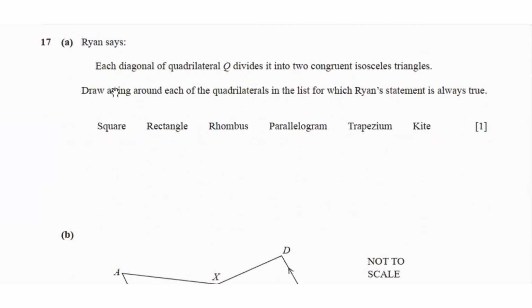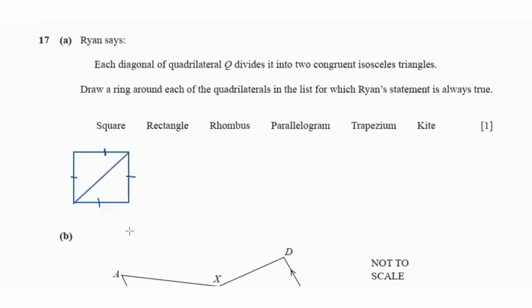Question 17 says, Ryan says each diagonal of a quadrilateral divides it into two congruent isosceles triangles. Draw a ring around each of the quadrilaterals in the list for which Ryan's statement is always true. We start with a square and we divide the square into two parts using a diagonal. We know a square has all equal lengths, so these two lengths are equal. These two lengths are equal, so we have an isosceles triangle. If we draw another diagonal, we would get the same two isosceles. So that means square is one of the answers.